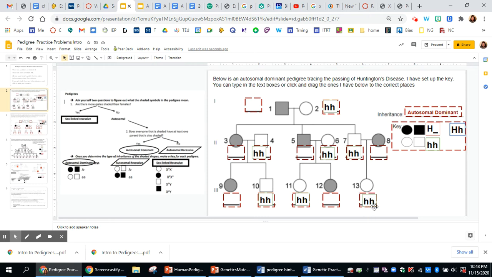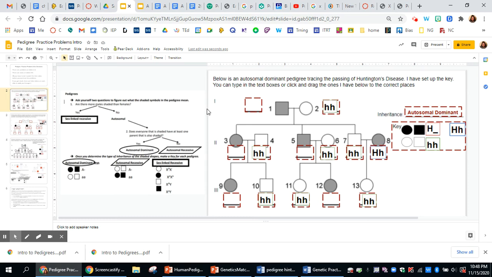If number 13 has two little h's, we know she had to have gotten one from her dad and one from her mom. Well, we know her mom has one big H because it's shaded in. And now we know that the other letter has to be big H, little h. And so we can work backwards like that. We can either look at parents or we can look at children.